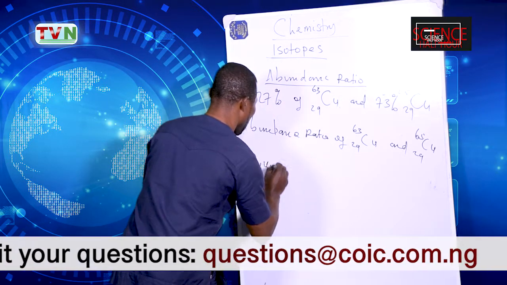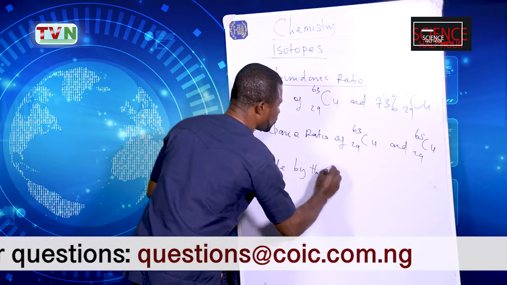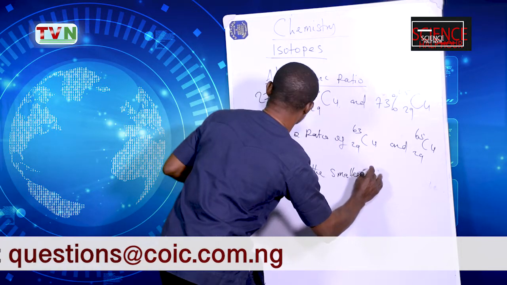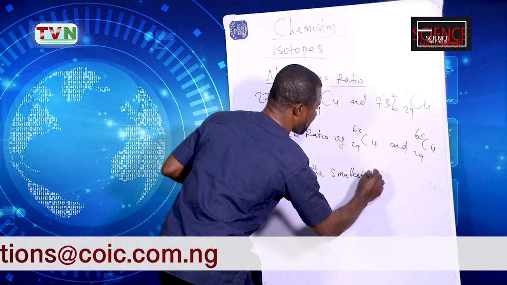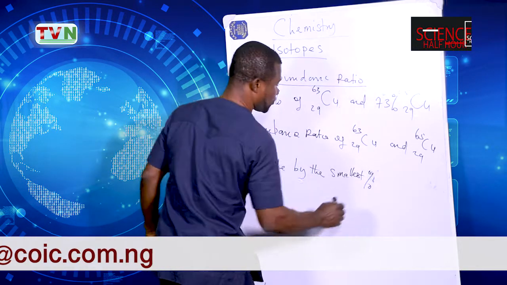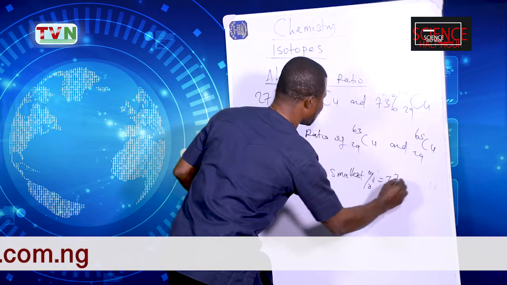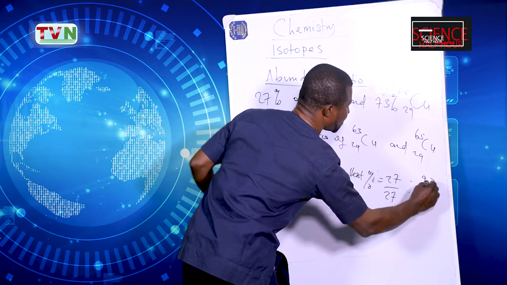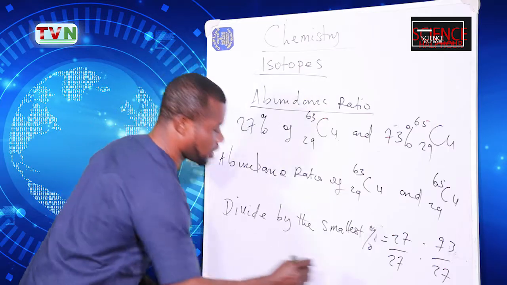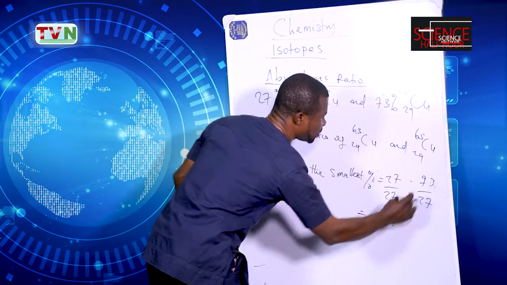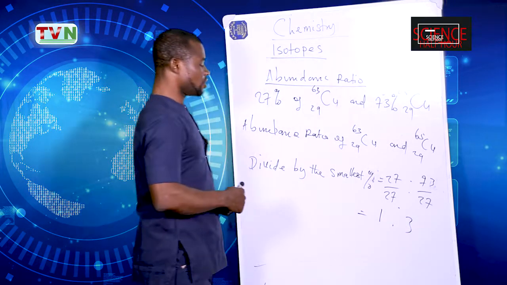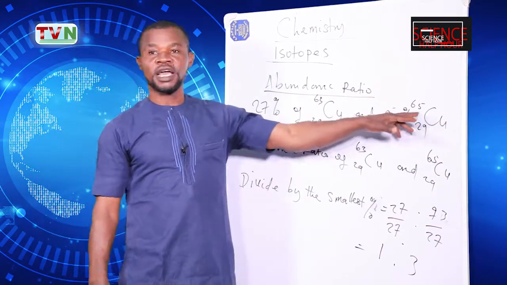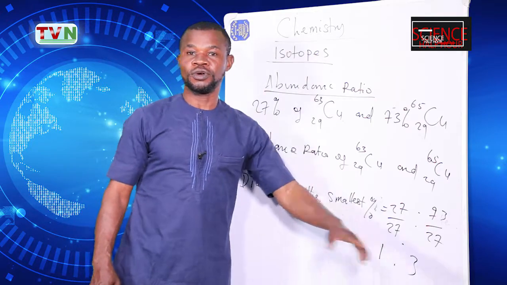Now we divide by the smallest percentage, which equals 27 divided by 27 and 73 divided by 27. 27 divided by 27 is 1, to 73 divided by 27 gives us 3. So the answer gives us 1:3. So the abundance ratio of copper 63 and 65 is 1:3.